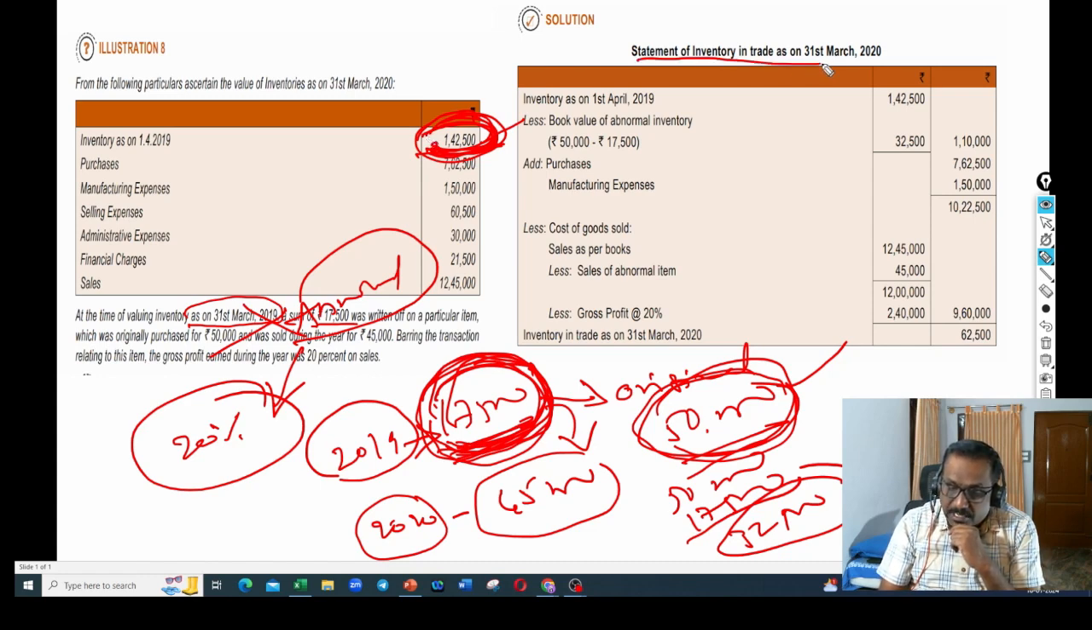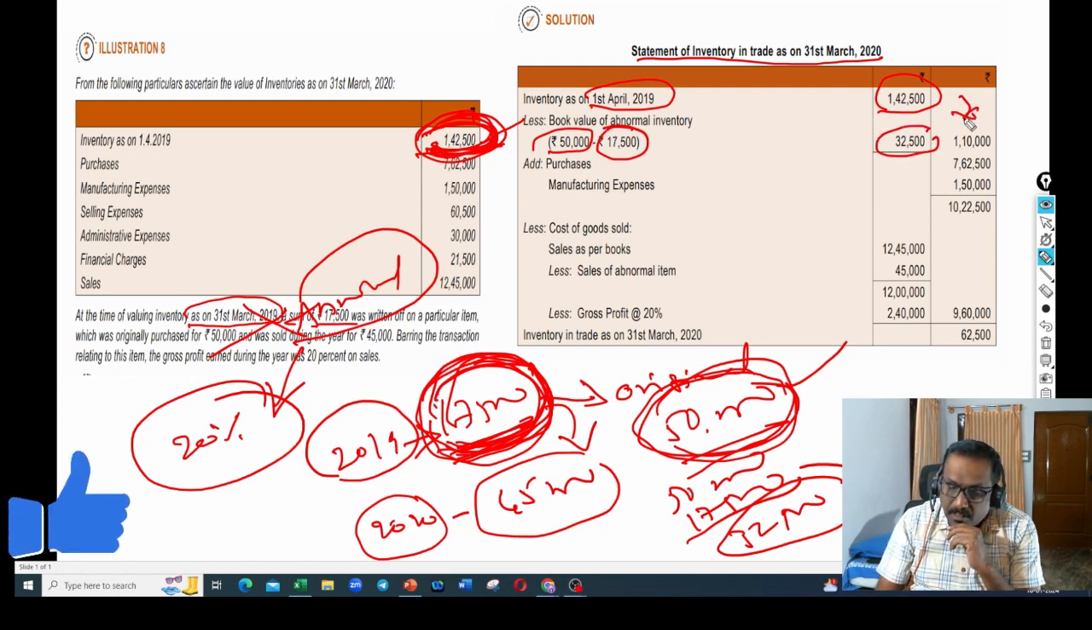Statement of inventory in trade as of 31st March 2020. They took 1,42,500 as inventory on 1st April 2019. And what they did, they took 50,000 as the original value. And the amount already written off, 17,500, they have removed, and 32,500 they have reduced from the cost of inventory. Why did they remove this 32,500 from the cost of inventory?